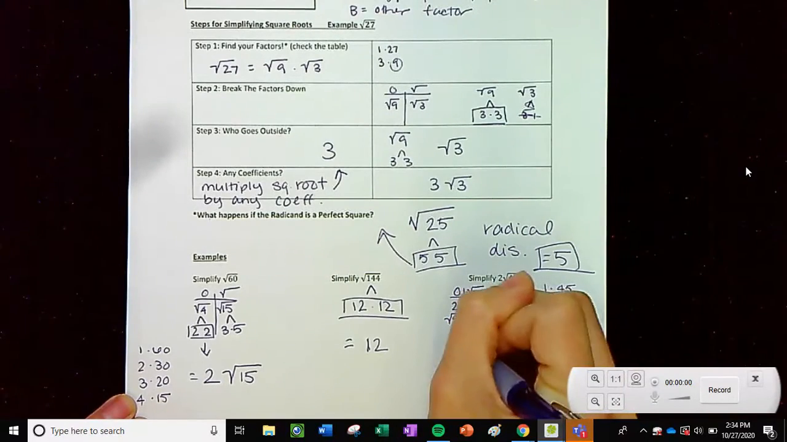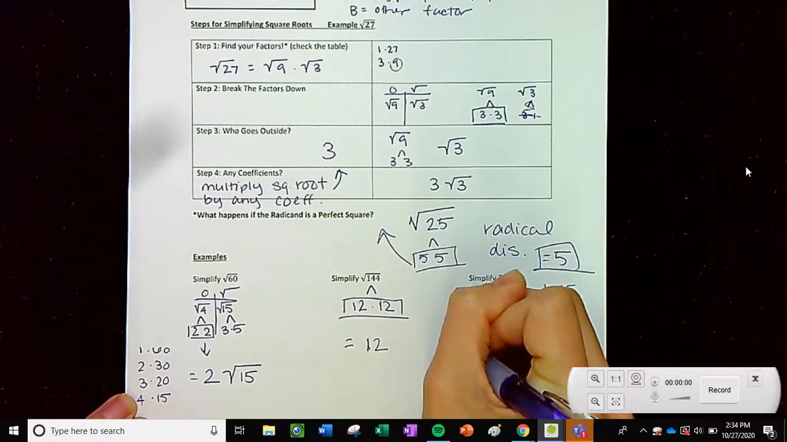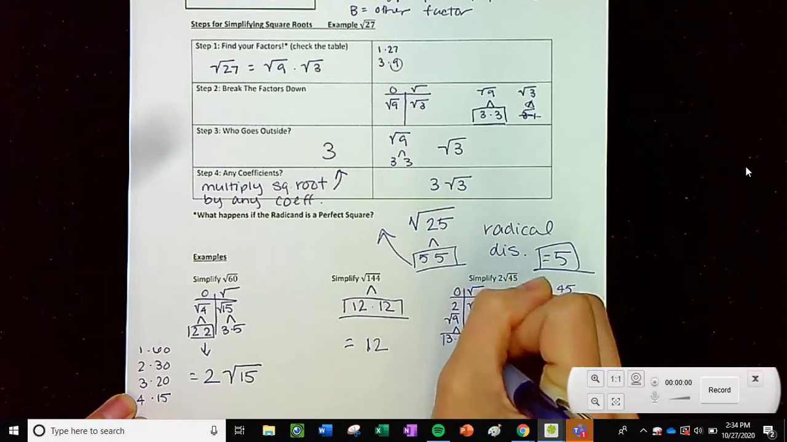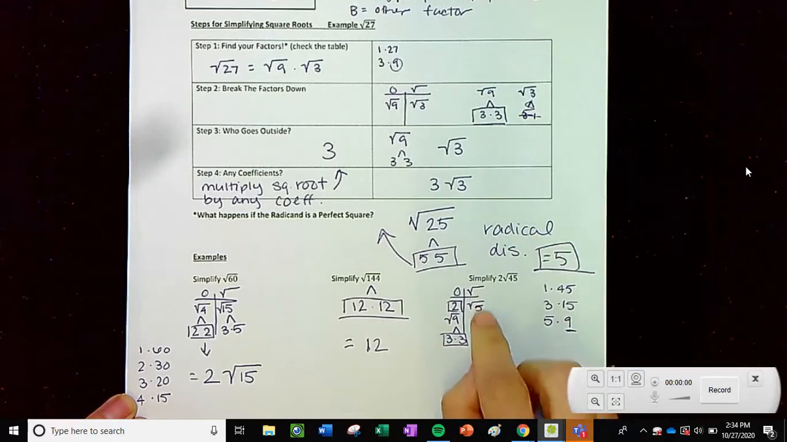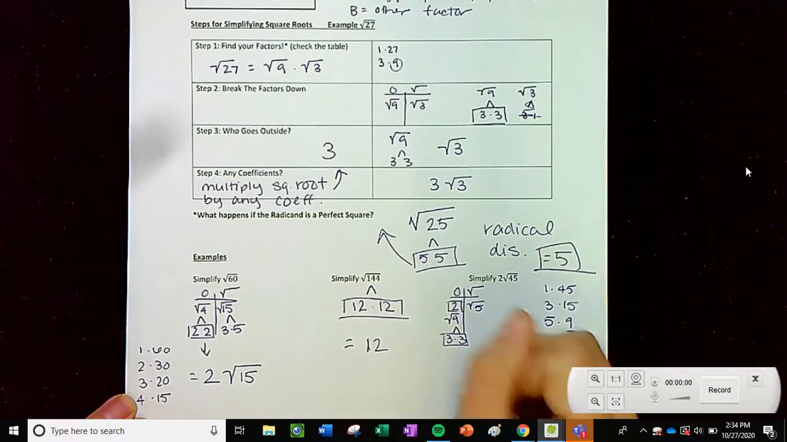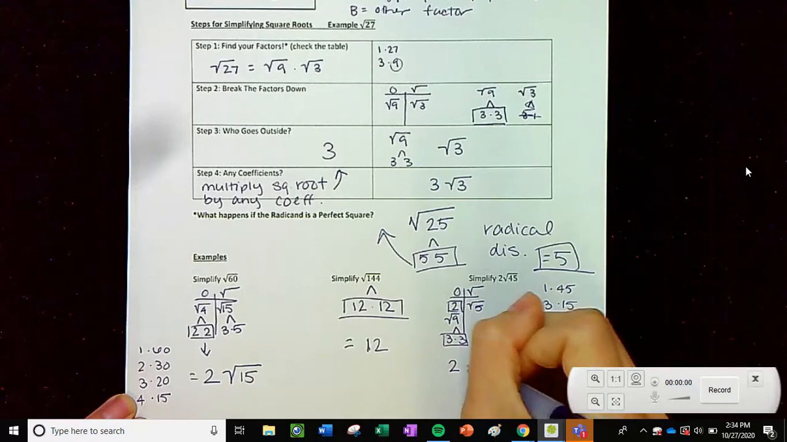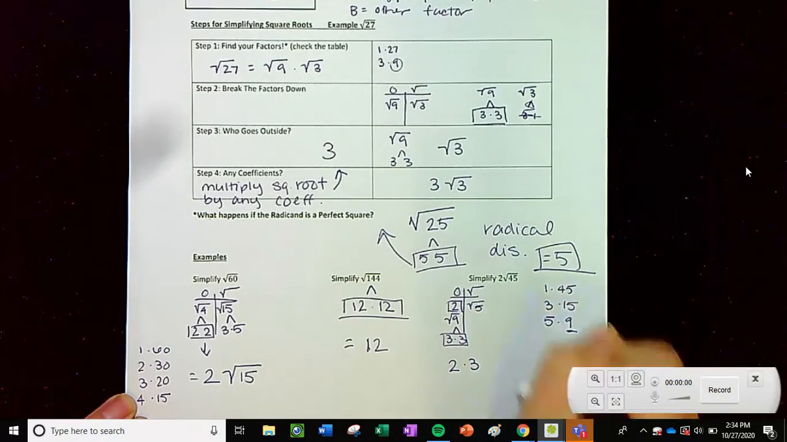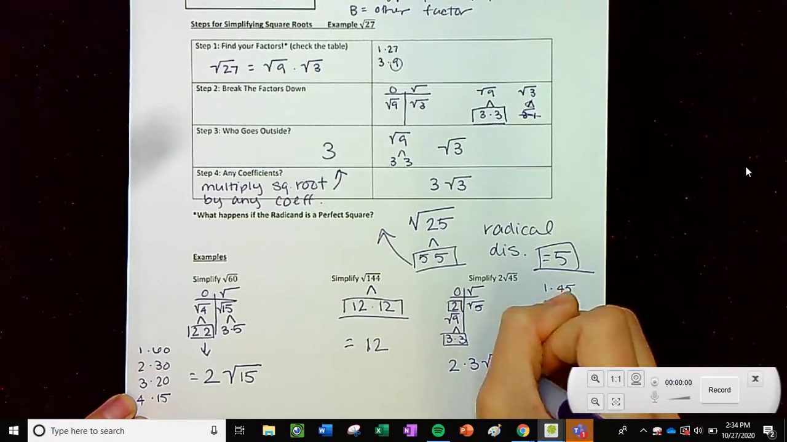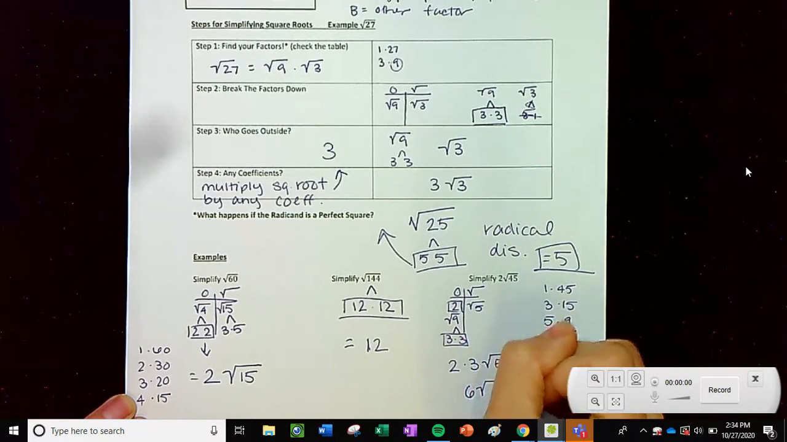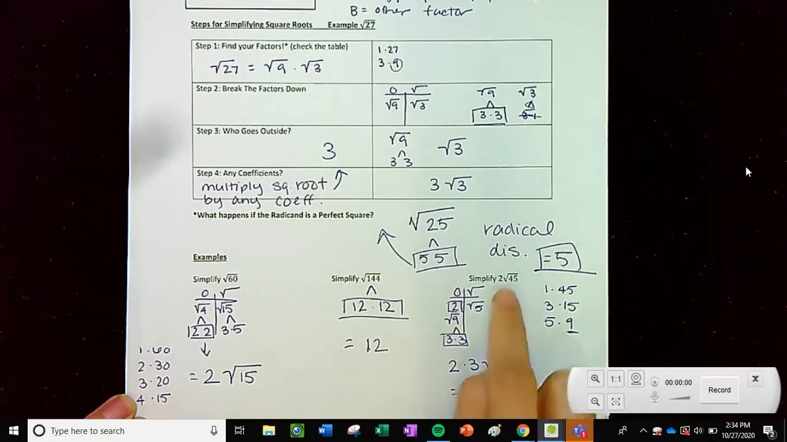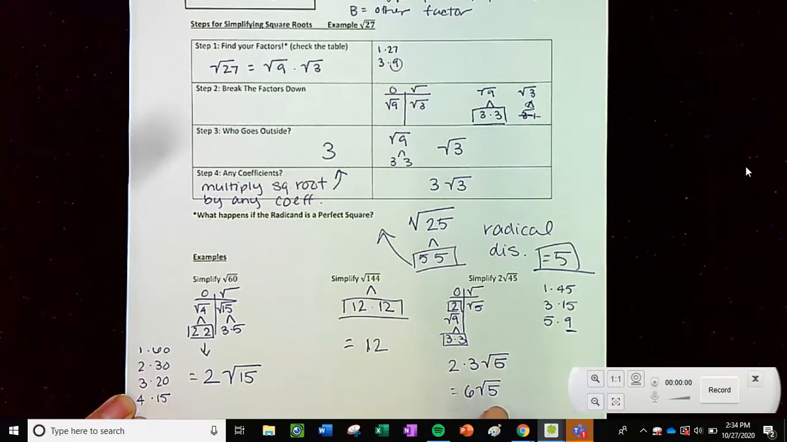So the square root of 9, 3 times 3, we know that 3 will come out, and we know that 2 will come out, and 5 will stay inside. So that 2 that's already out there times the 3 we're bringing outside, and the 5 stays in. 2 times 3 is 6. So the simplified version of 2 times the square root of 45 is 6 times the square root of 5.